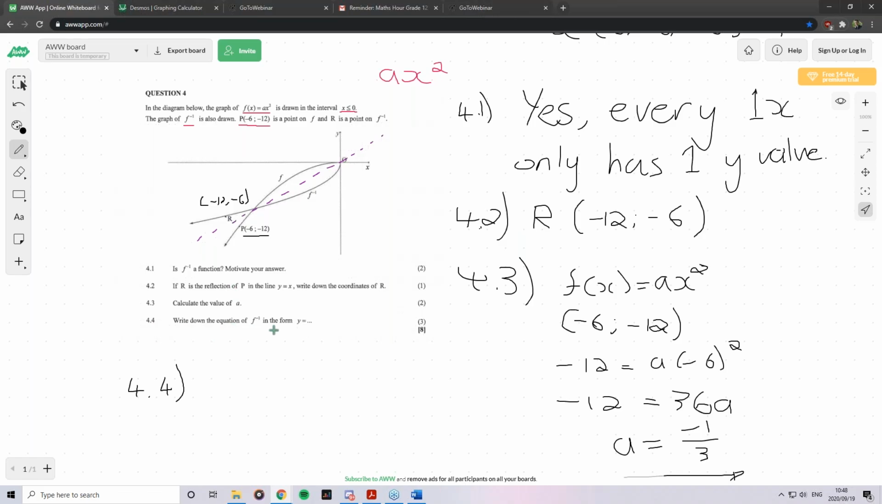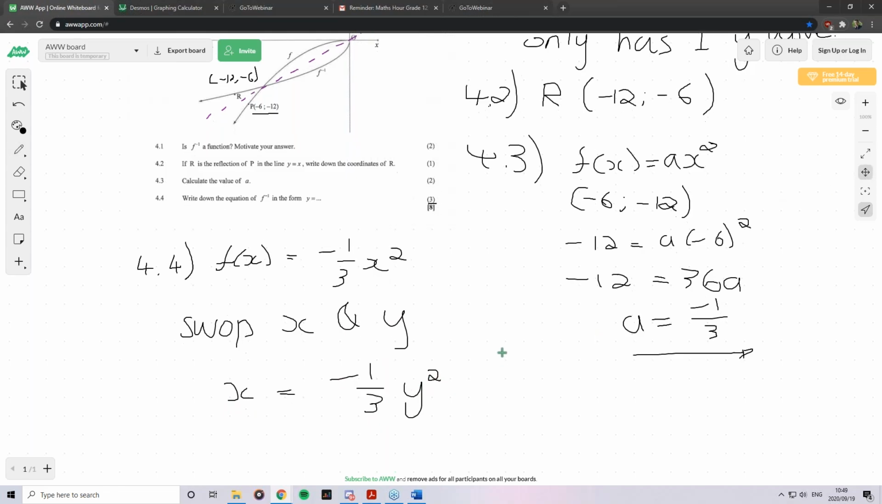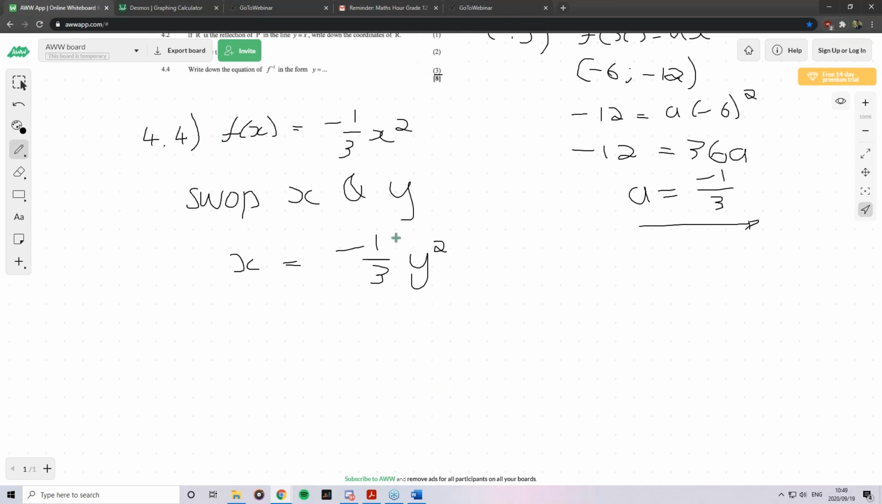So this is ironically the easiest part of it, and it's with 3 marks. This is literally just what we did earlier. We said f(x) is equal to minus 1 over 3 x squared. What do we do when we're finding the inverse? We swap x and y, and we say x is equal to minus 1 over 3 y squared. Now, this is just algebra. How do we get y alone? This just becomes minus 3x is equal to y squared, and square rooting both sides, we get y is equal to plus or minus the square root of minus 3x.